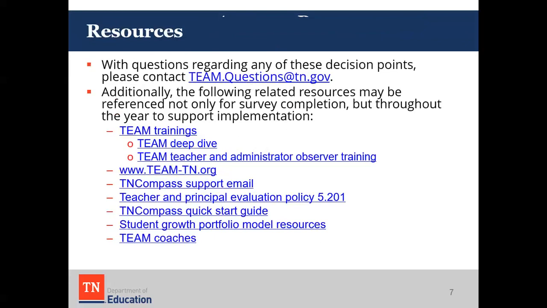We also have included a resources page in this webinar. This is a handy place that you can use throughout the year for not only more information about flexibility options, but also supports that you might want to utilize in the year. Most of these can be found on the team website as well, but some of the things that you would really want to keep in mind, especially when you are completing this survey, is the Teacher and Principal Evaluation Policy 5.201, Student Growth Portfolio Model, resources, and of course, your team coaches.